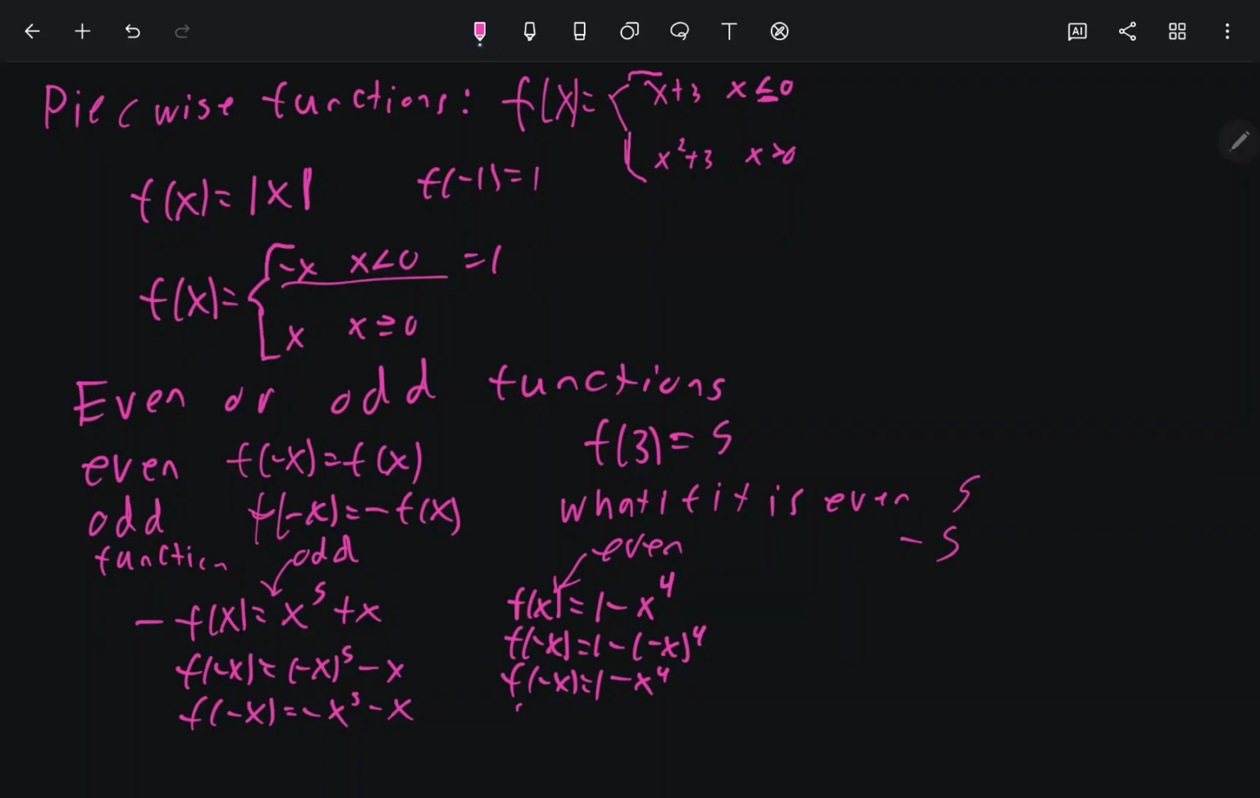And now, one final example. F of x is equal to 2x minus x squared. So we're going to start again by plugging in a -x, and we get -2x minus x squared. Oh, that's an issue. It's not either even or odd, so it's going to be neither. And that's also a possibility.